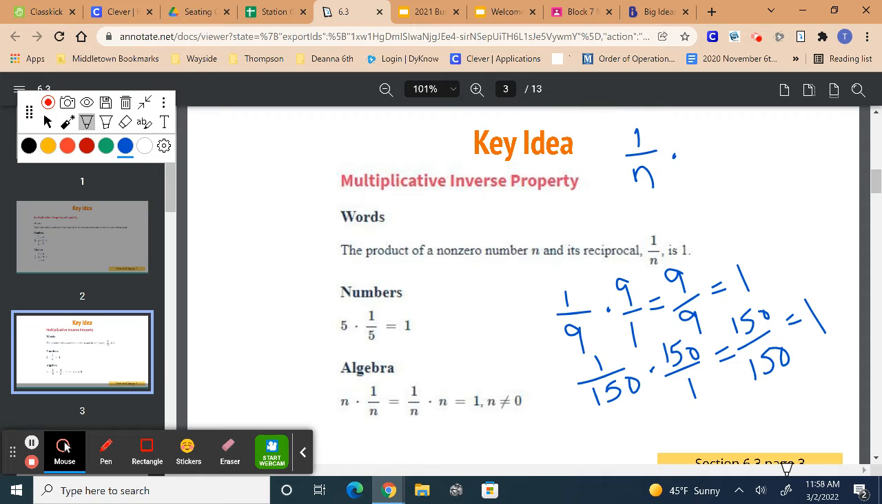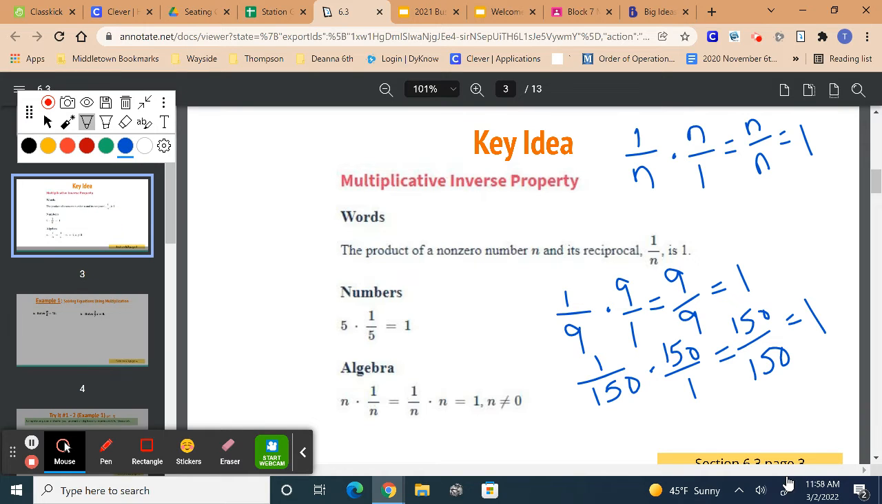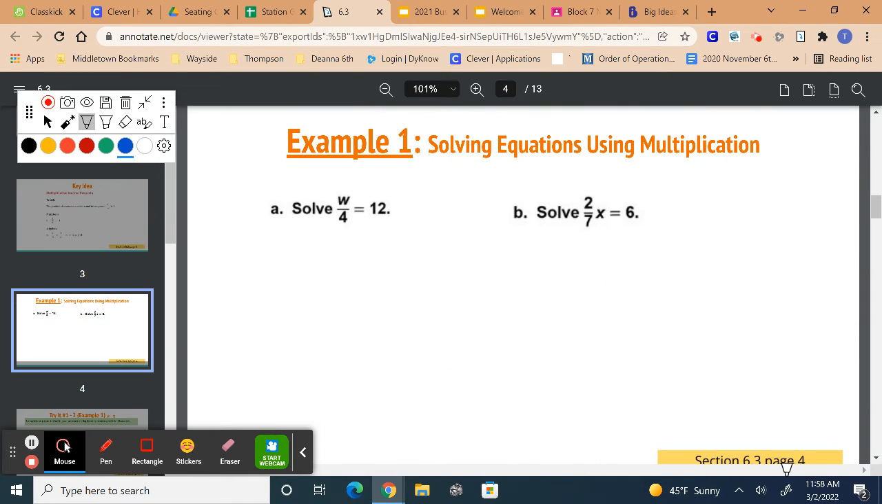So if it's 1 over n, what's the reciprocal? N over 1, which is? Well, before that, n over n, which equals? 1. Okay? Is everyone understanding this? Okay. All right, we're going to try some problems. So you're going to write example 1, problem A.